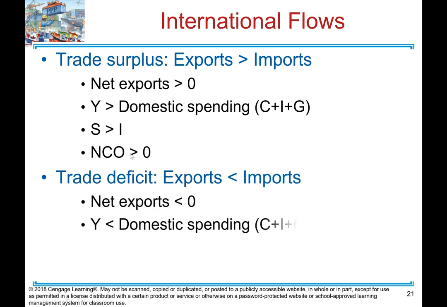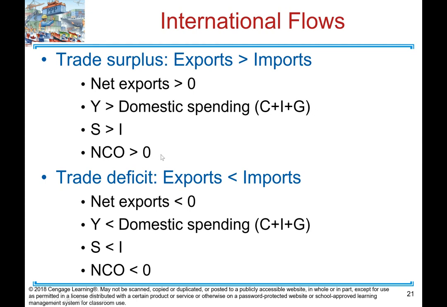International flows: trade surplus. Whenever the country experiences a trade surplus, exports are greater than imports. Therefore, net exports will be positive. Output is greater than domestic spending, which is C plus I plus G. Savings is greater than investment.